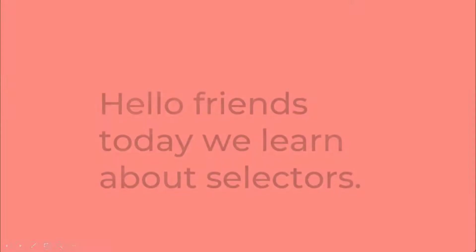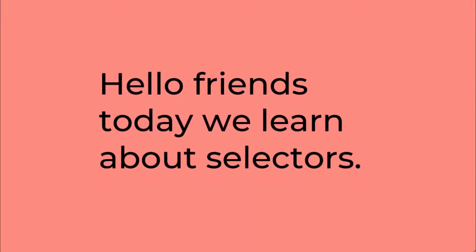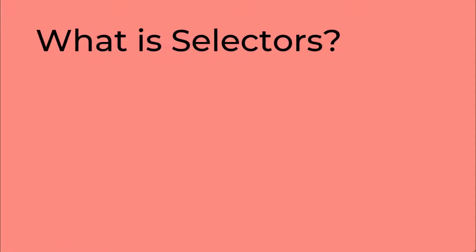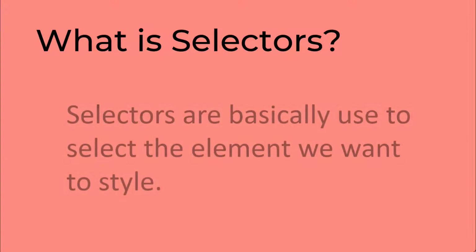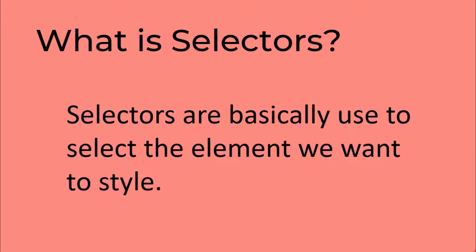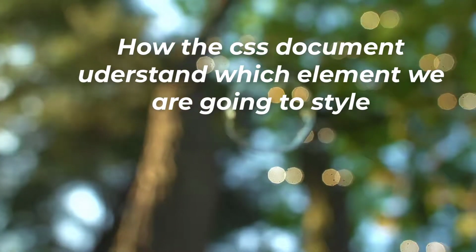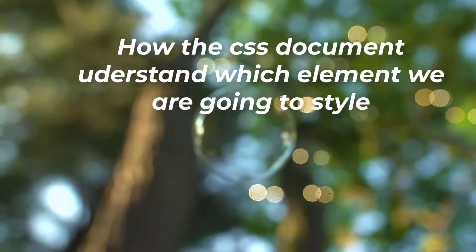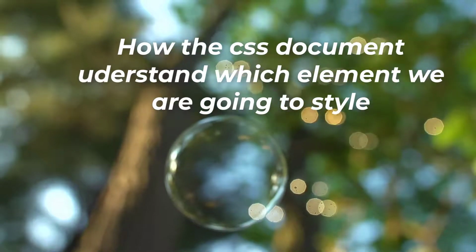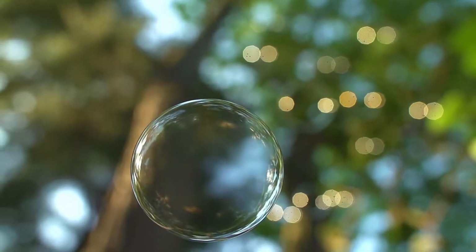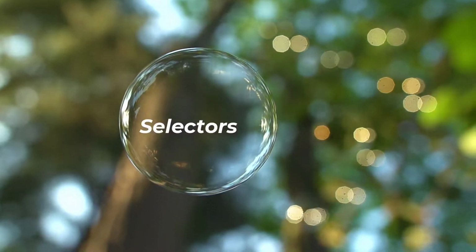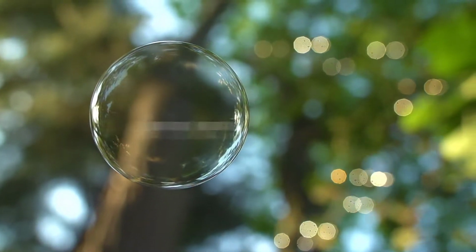Hello friends, today we are going to learn about selectors. So what are selectors? Selectors are basically used to select the elements that we want to style in our HTML document. You may be wondering how the CSS document understands which element we are going to style. So here comes the selectors' role. We use selectors to select the element which we want to style using CSS.